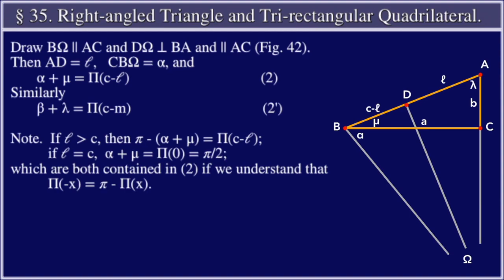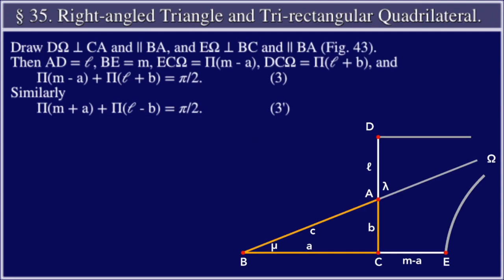Note, if L is greater than C, then π minus the quantity α plus μ is equal to the parallel angle of C minus L. If L is equal to C, α plus μ is equal to the parallel angle of 0, equal to π over 2, which are both contained in equation 2 if we understand that the parallel angle of minus x is equal to π minus the parallel angle of x.